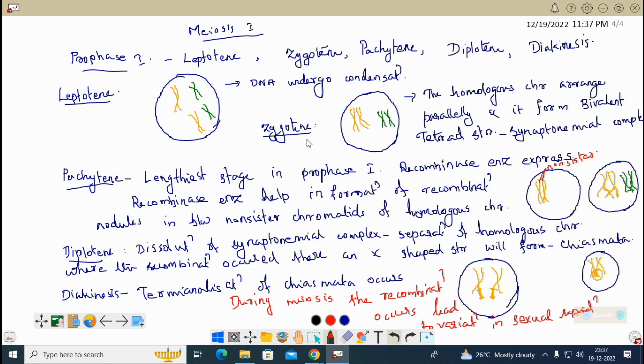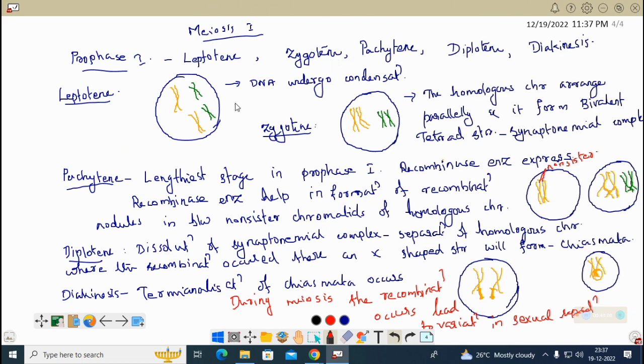Meiosis 1 is the lengthiest stage of meiosis, and it is divided into prophase 1, metaphase 1, anaphase 1, and telophase 1. Prophase 1 is again the lengthiest of these 4 phases. Prophase 1 is divided into 5 different stages: leptotene, zygotene, pachytene, diplotene, and diakinesis.